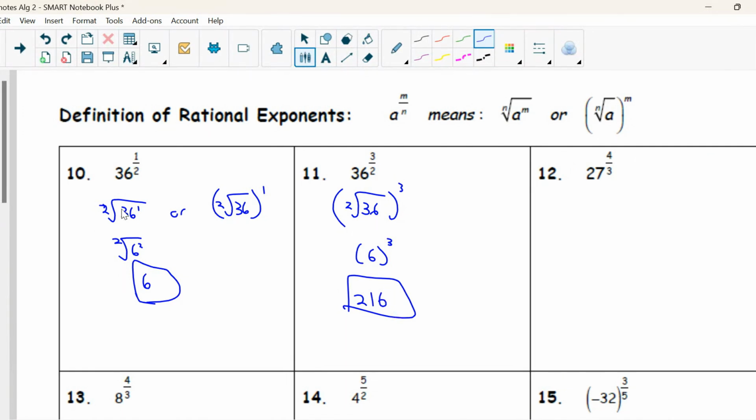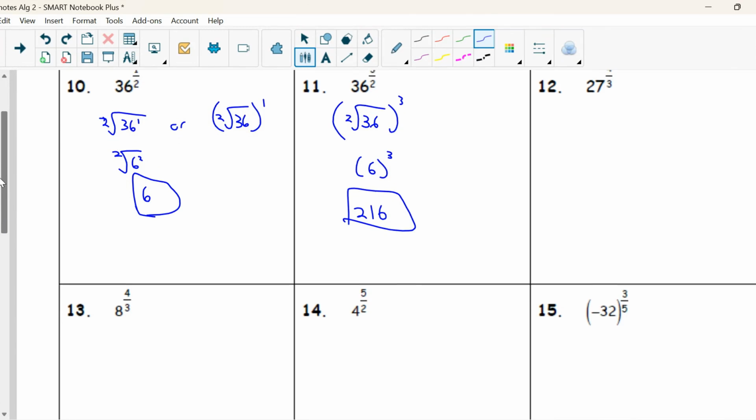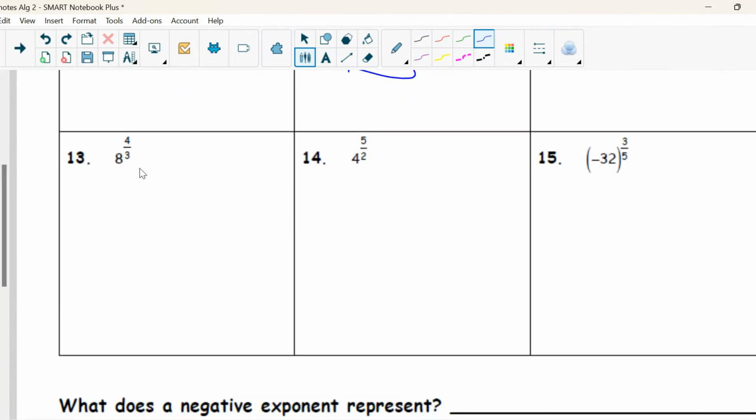Okay, let's just take a look at one more example. Number 13 here, 3 is our index, 4 is our exponent. I'd recommend using the second form. So we have the cube root of 8, all raised to the fourth power. The cube root of 8 gives us 2, which to the fourth power, 2 times 2 is 4, times 2 is 8, times 2 gives us 16.